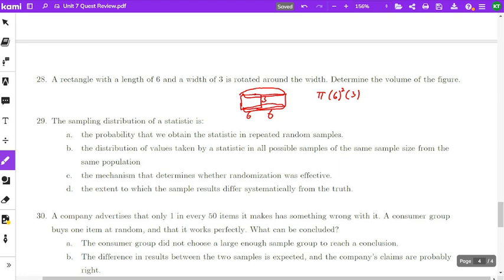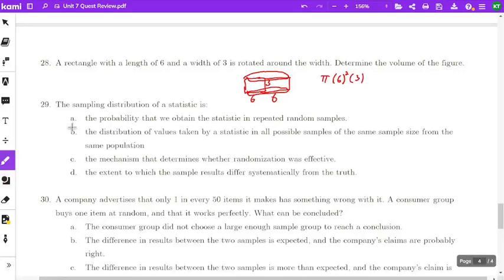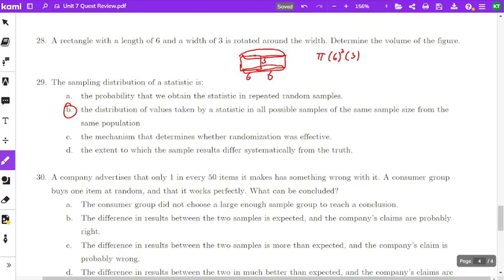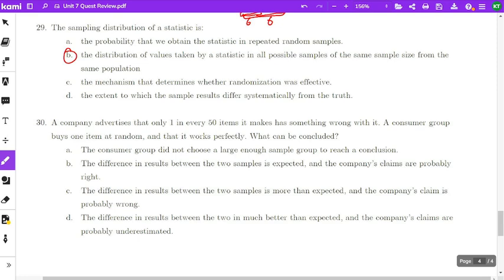Again, sampling distribution is a statistic. The sampling distribution of a statistic is, I'm just going to pick these, this one is going to be B. It's a distribution of values taken by a statistic in all possible samples of the same sample size from the same population. And then the last one, a company advertises only 1 in every 50 items has something wrong with it, and a consumer group buys 1 item at random and it works perfectly. What can be concluded? We can just conclude that the group did not choose a large enough sample size to reach a conclusion. Picking 1 does not represent everything.